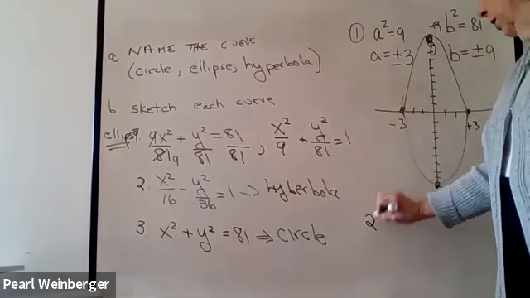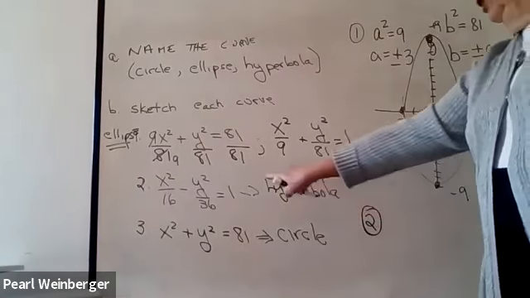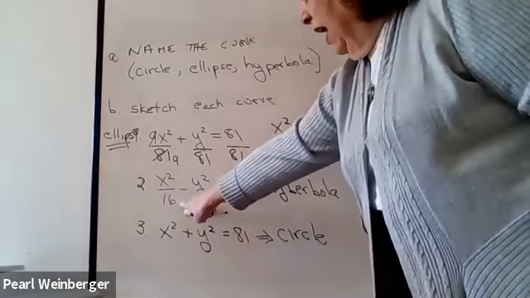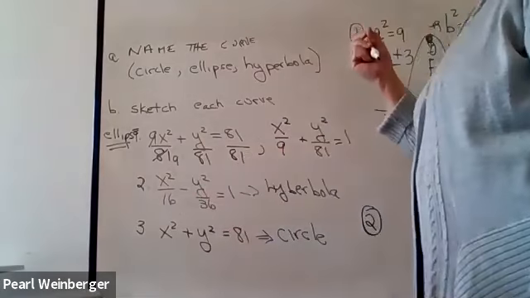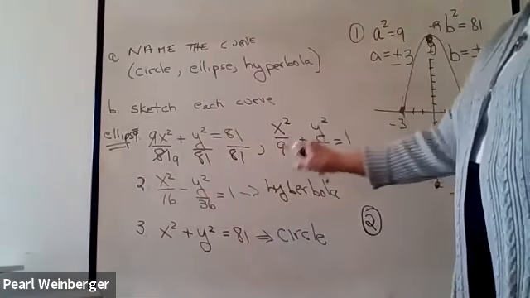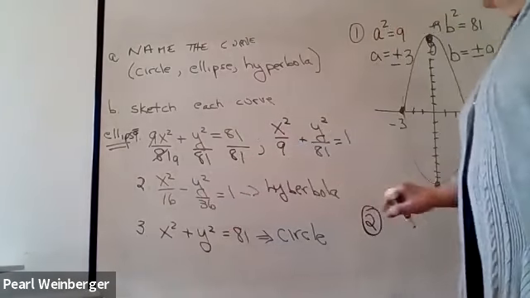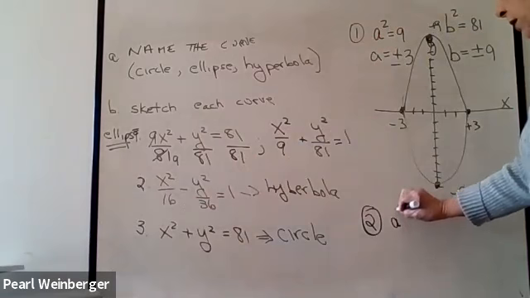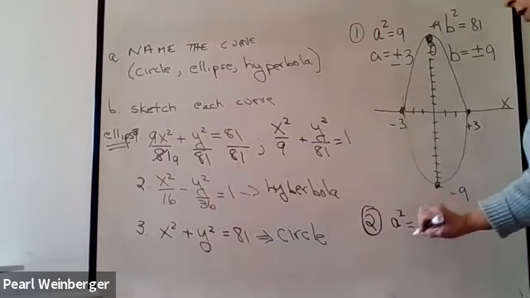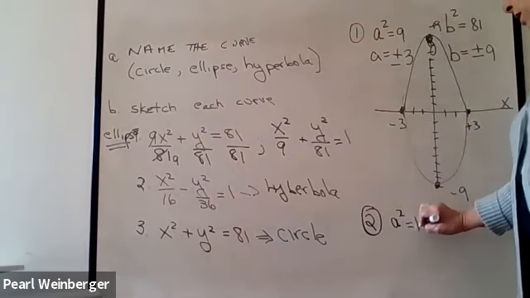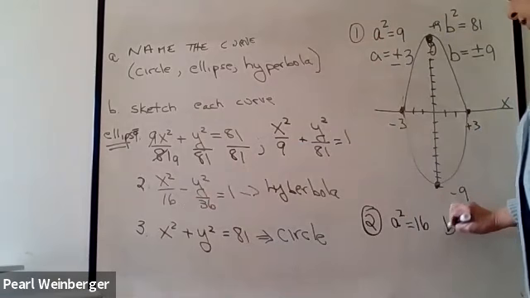Number 2, we didn't even have to put it in standard form because it was already in standard form. It equals 1. So I just have to figure out what the a squared and the b squared is. So in number 2, the a squared is 16 and the b squared is 36.